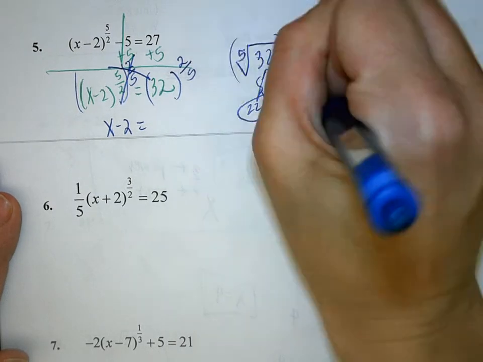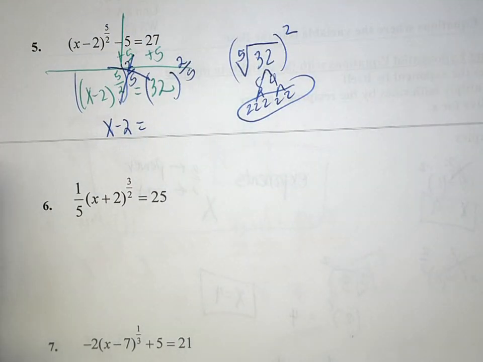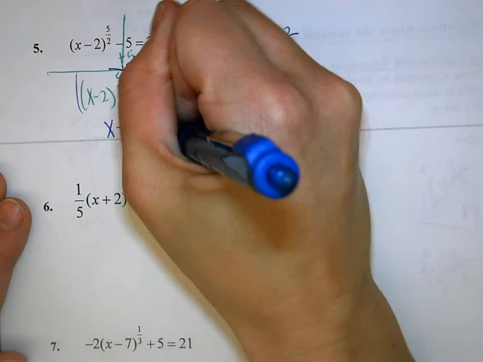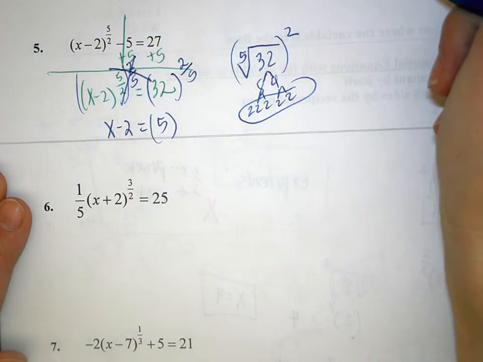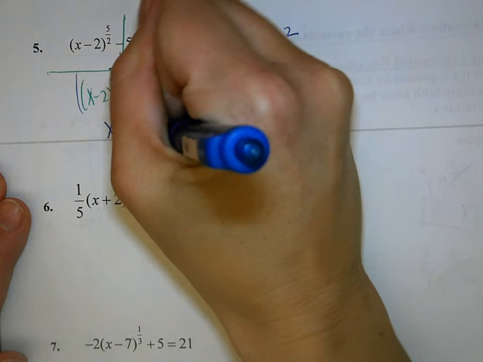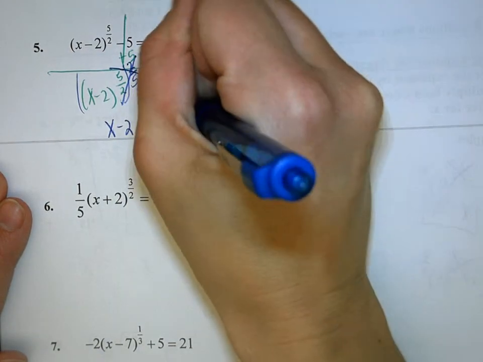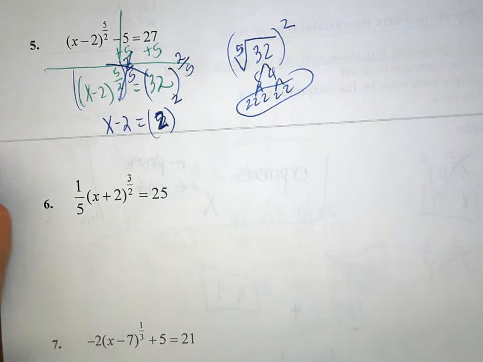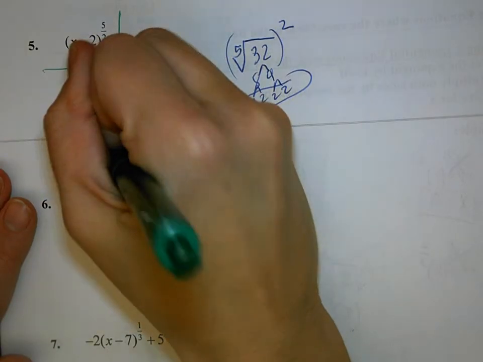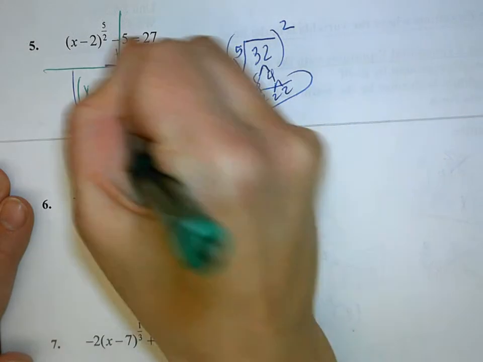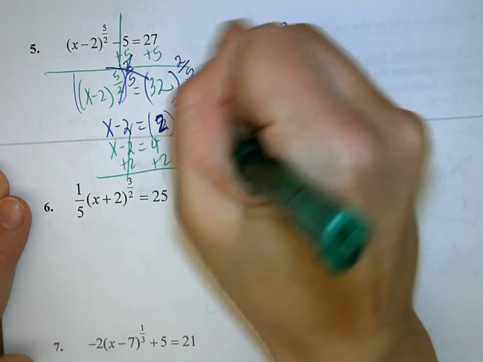So if you notice, there are exactly 5 2's. So then this is going to be 2 to what power? 2 to the 2nd power. And what is 2 to the 2nd power? 4. So we have x minus 2 equals 4, and the last step is to add 2 to both sides, and we do get the answer of x equals 6.